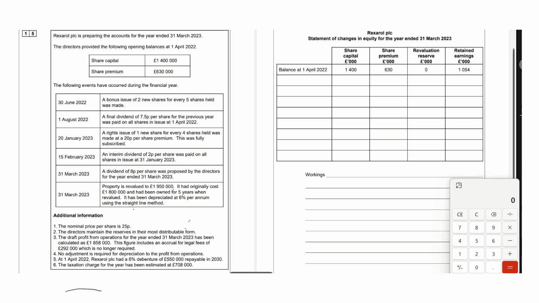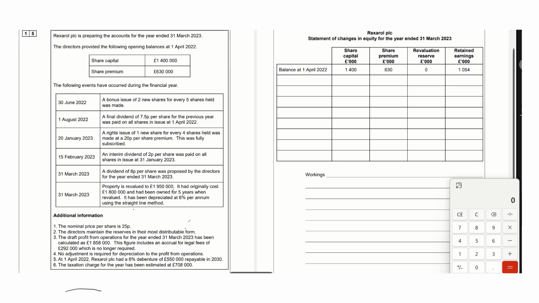Hello and welcome to this video on the statement of changes in equity. This is a very important topic. It actually interlinks with many other topics in the A-level accounting course. This is taken from the AQA specification and relates to topic 3.7, limited company accounts. This is a past paper question from 2023, paper 1.